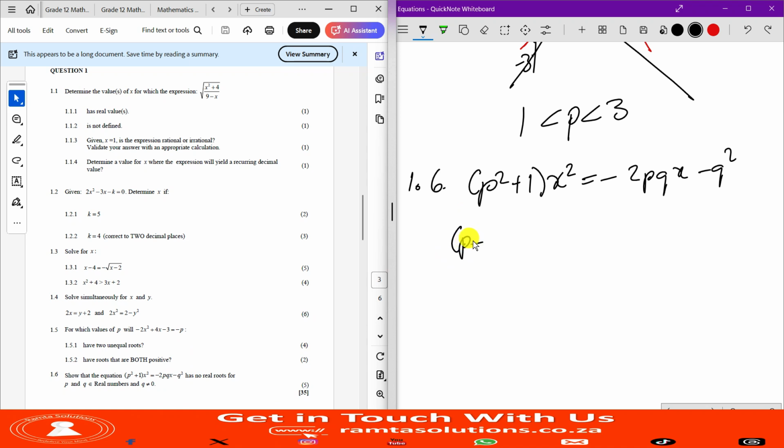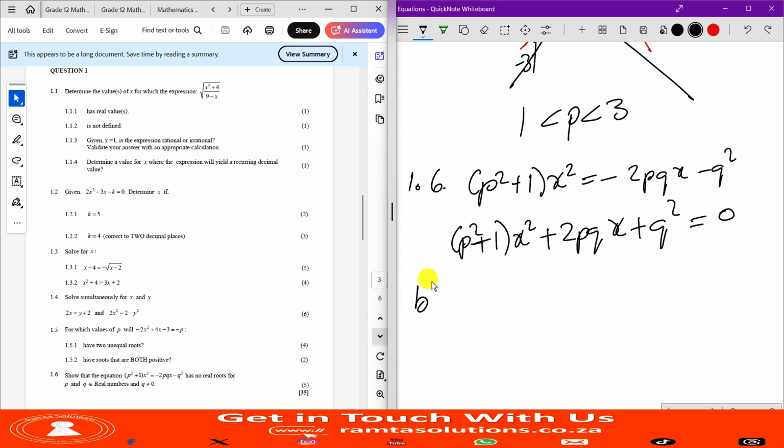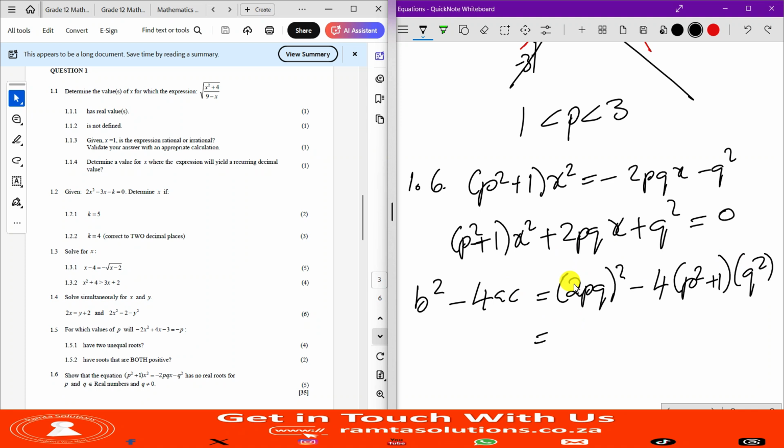So in standard form, (p squared plus 1) times x squared plus 2pqx plus q squared equals 0. So they say we must show that it has no real roots. So we'll say b squared minus 4ac. What is b? b is 2pq. What is a? a is p squared plus 1. What is c? c is q squared.